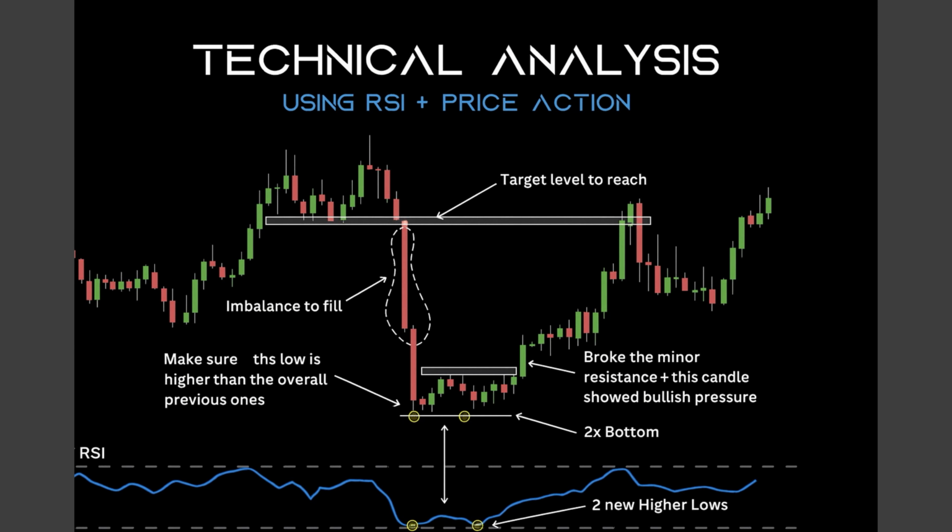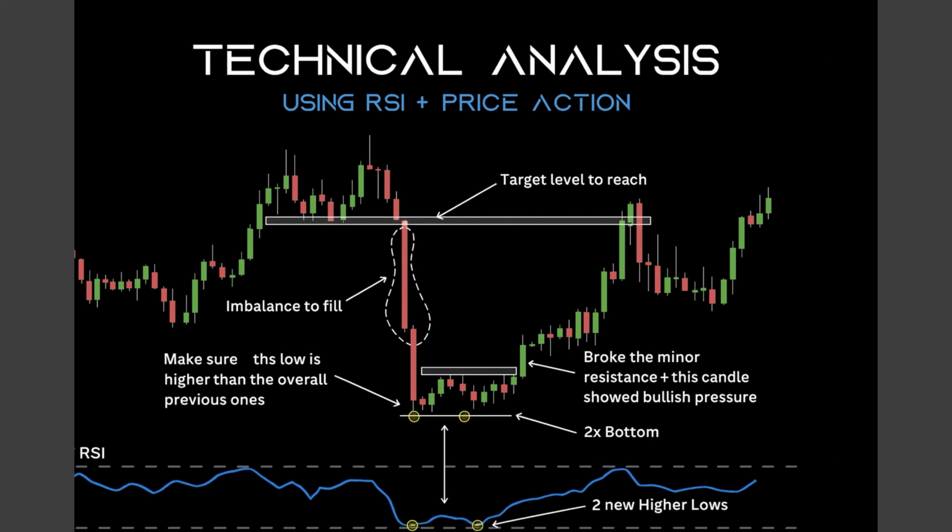Technical analysis annotations. The chart depicts a potentially bullish reversal scenario building after a prior downtrend. The analysis identifies a 2x bottom pattern, signaling that the price has tested a support level twice and held, indicating that selling pressure is waning at those lows. This is further supported by the formation of two new higher lows, which confirms a strengthening uptrend structure by establishing successively higher low points, ensuring that the most recent low is higher than the overall previous ones.